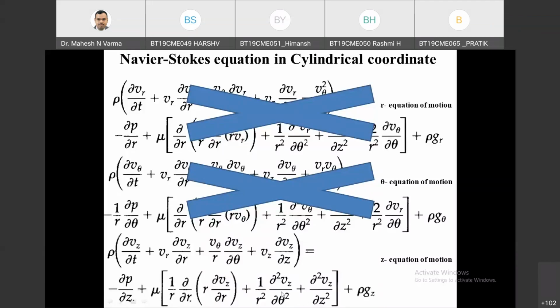How about this term? Zero, sir. Why is this zero? Vz is not a function of theta, sir. Symmetry, sir. Very good, symmetry. How about the next one? Zero, sir. Vz is not changing in z. Why? Steady state, sir.